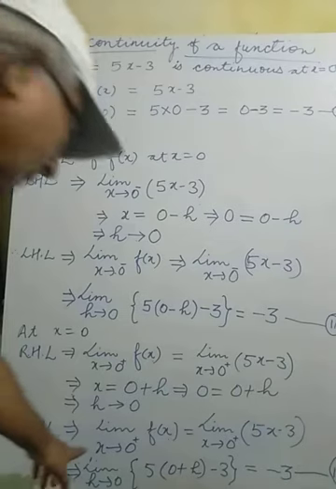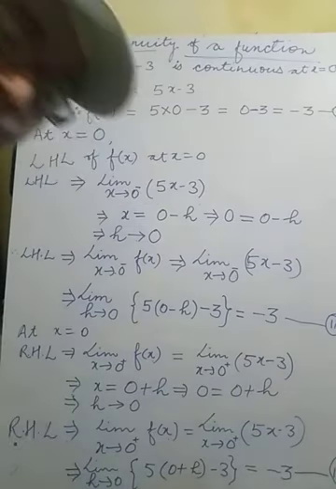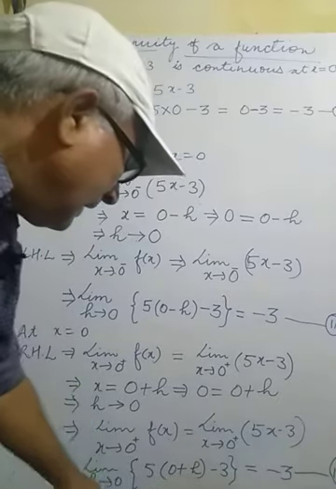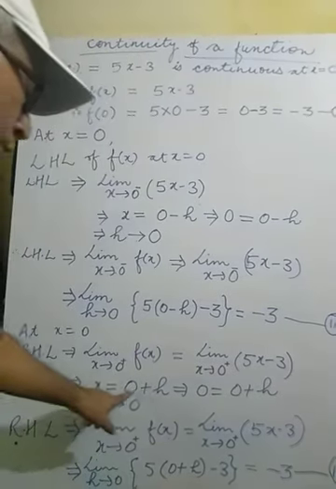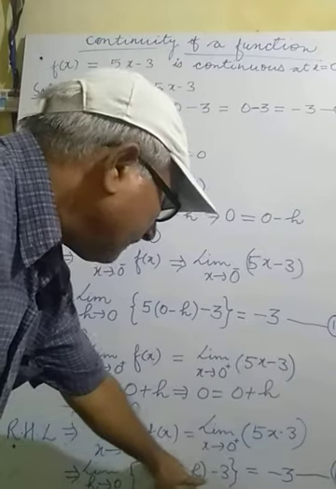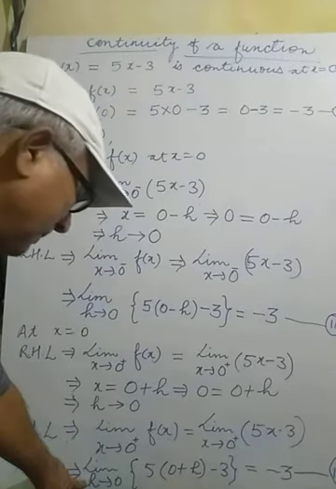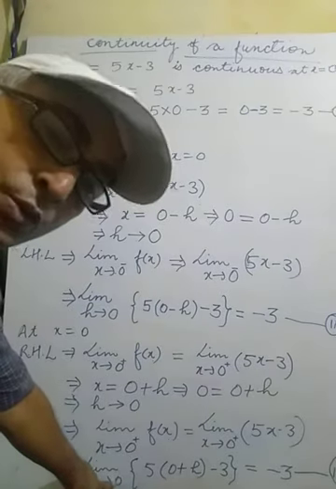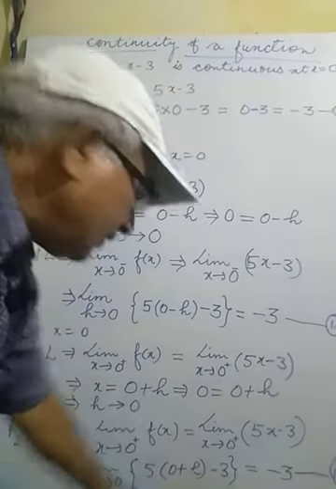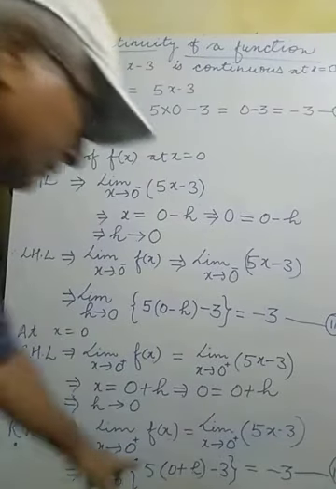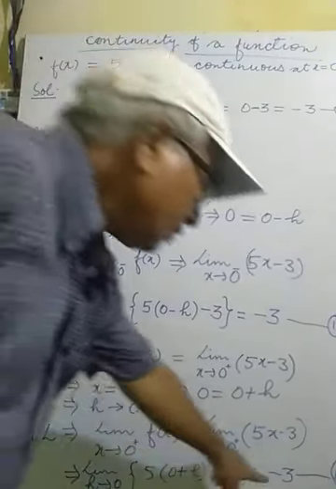So it will be limit h tends to 0 of the function 5x minus 3, and in the place of x we have to note down 0 plus h. So 0 plus h minus 3. Now in the place of h we have to note down 0. So 0 plus 0 is 0. 0 multiplied by 5 is 0. 0 minus 3 is minus 3.